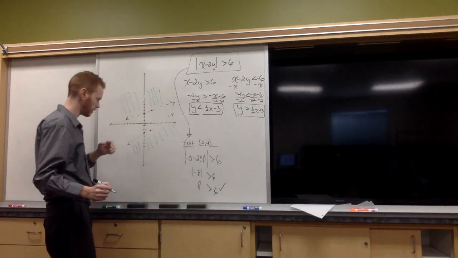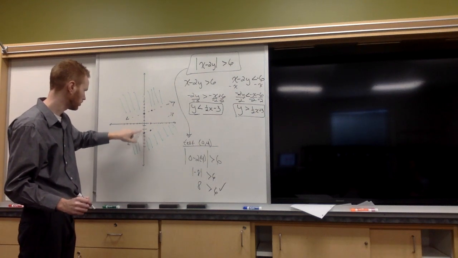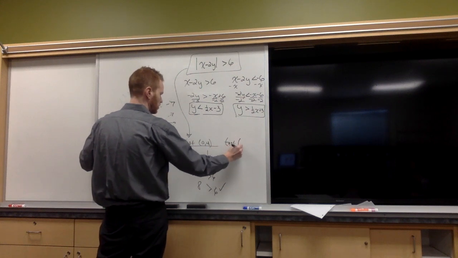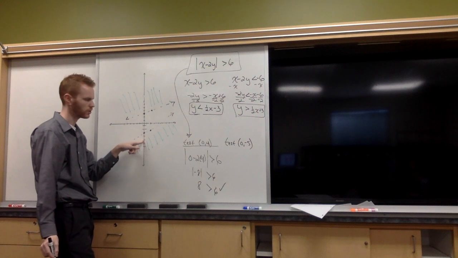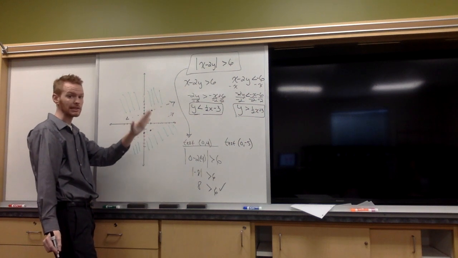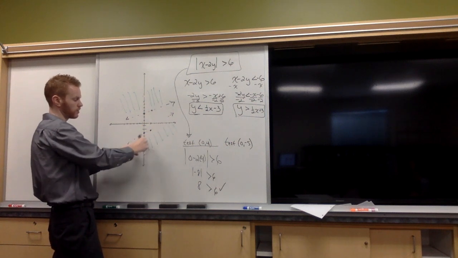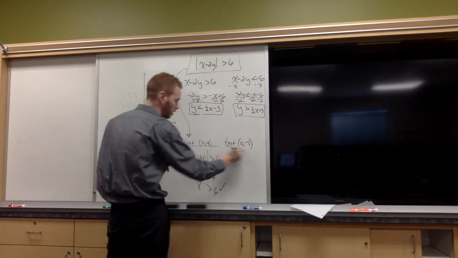I'm still not satisfied with this. I want to see if the bottom numbers work too. So we're going to test another point down here. Let's do 0, negative 5. Isn't that down here in the shaded region? And I'm picking 0 because it's easy to calculate. You could pick any points outside of just the axis. I'm picking points that make it easy to calculate.